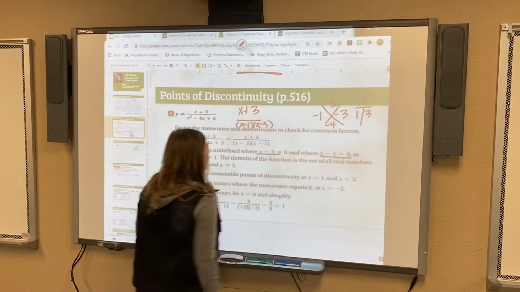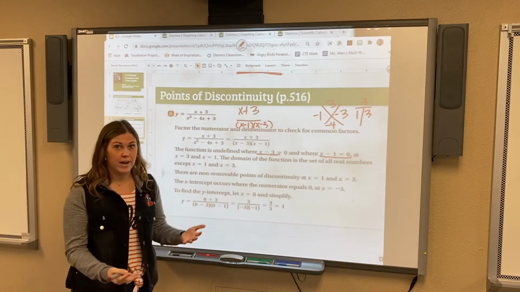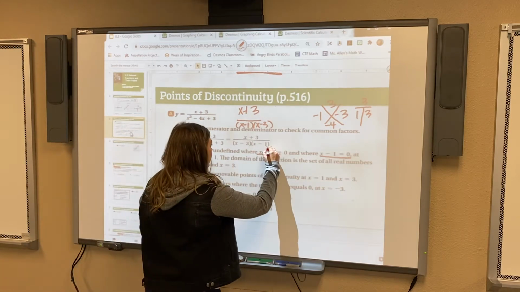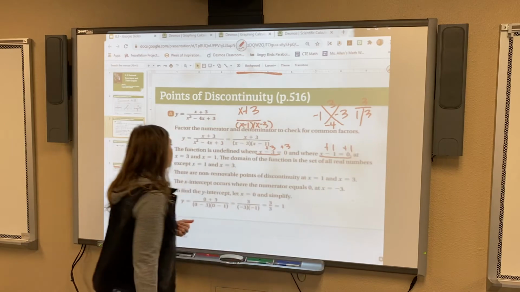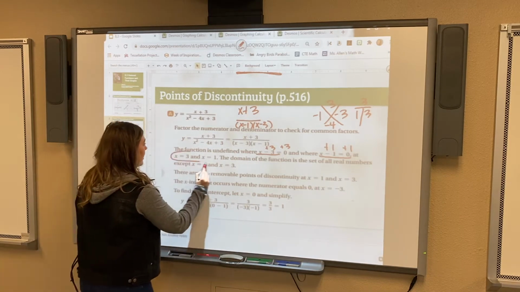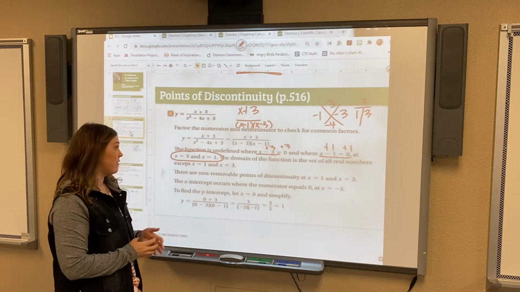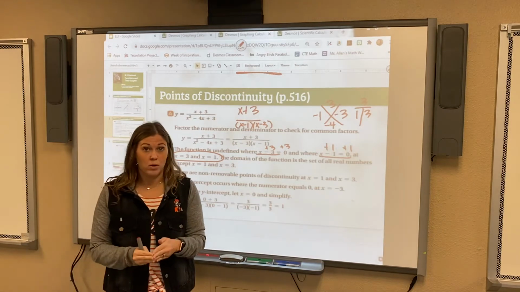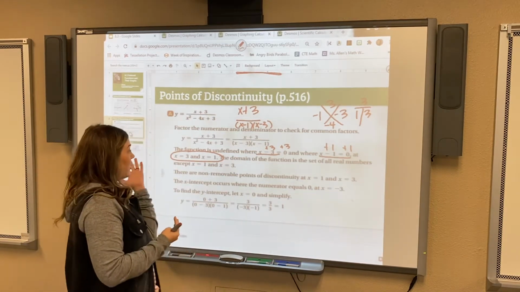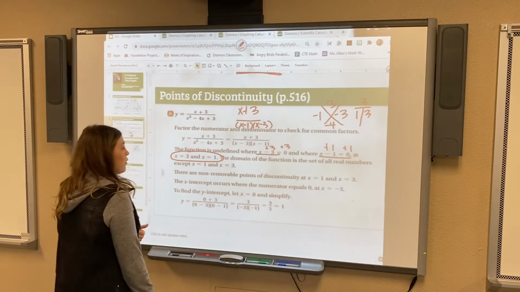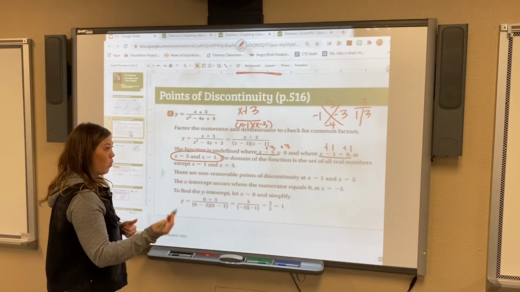Okay? So we solve for x. We add 3 to both sides, and we add 1 to both sides. So at x equals 3 and at x equals 1, the domain is a function except for at those points. We do not have an x value or a y value when our x is 1 and 3. So there are non-removable points at 1 and 3.